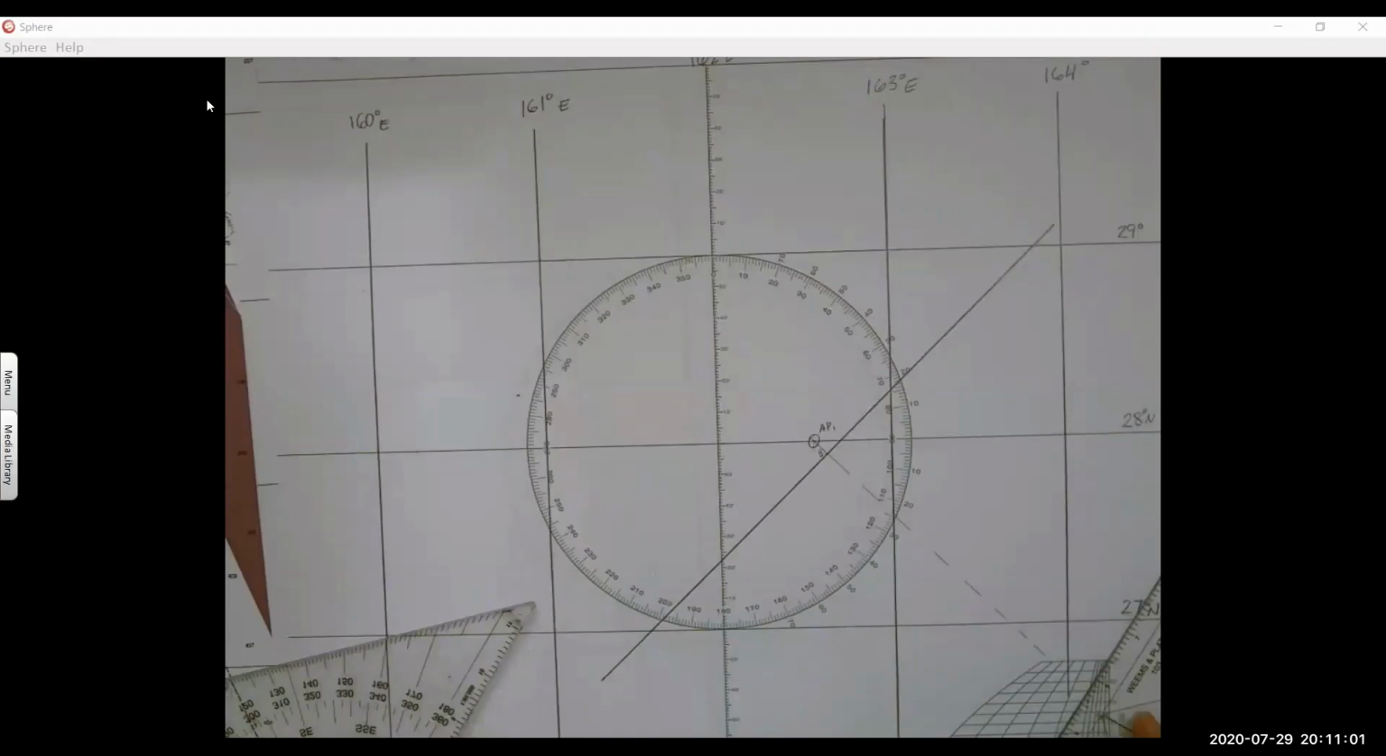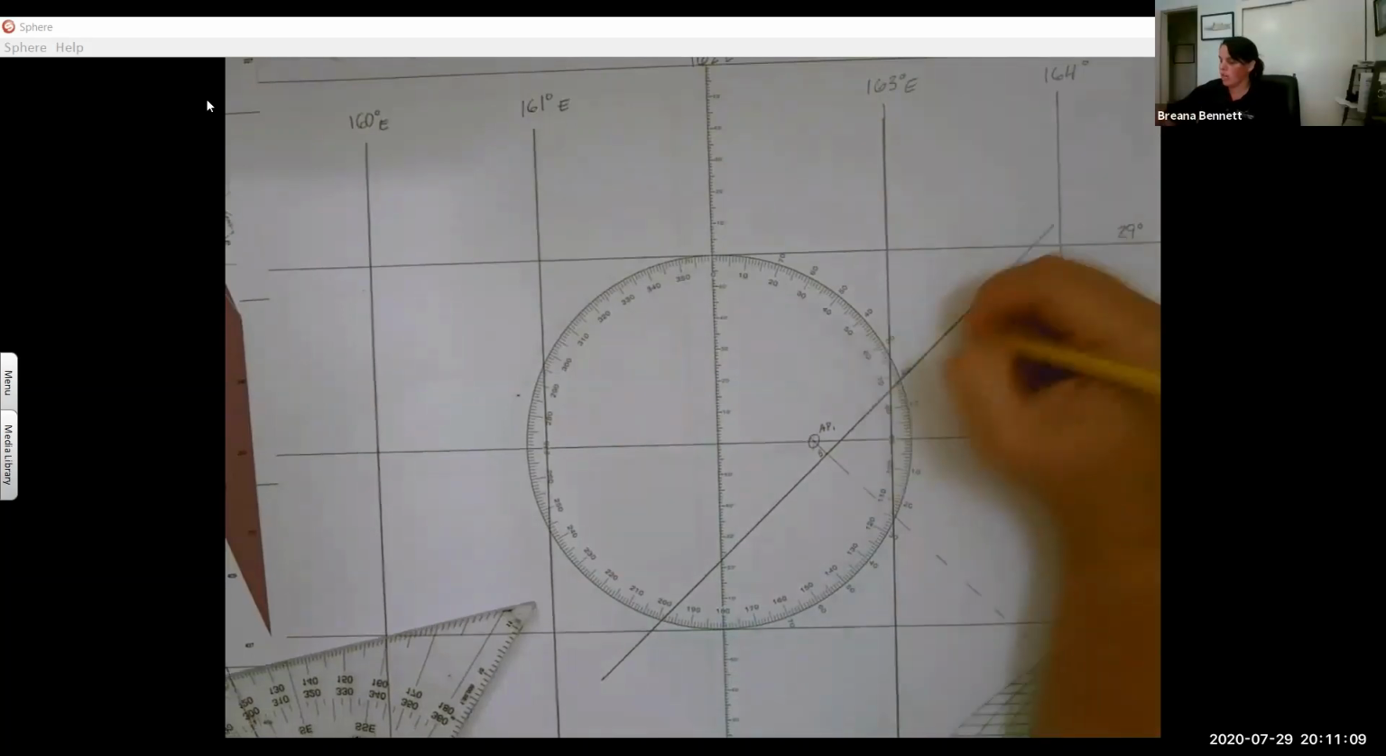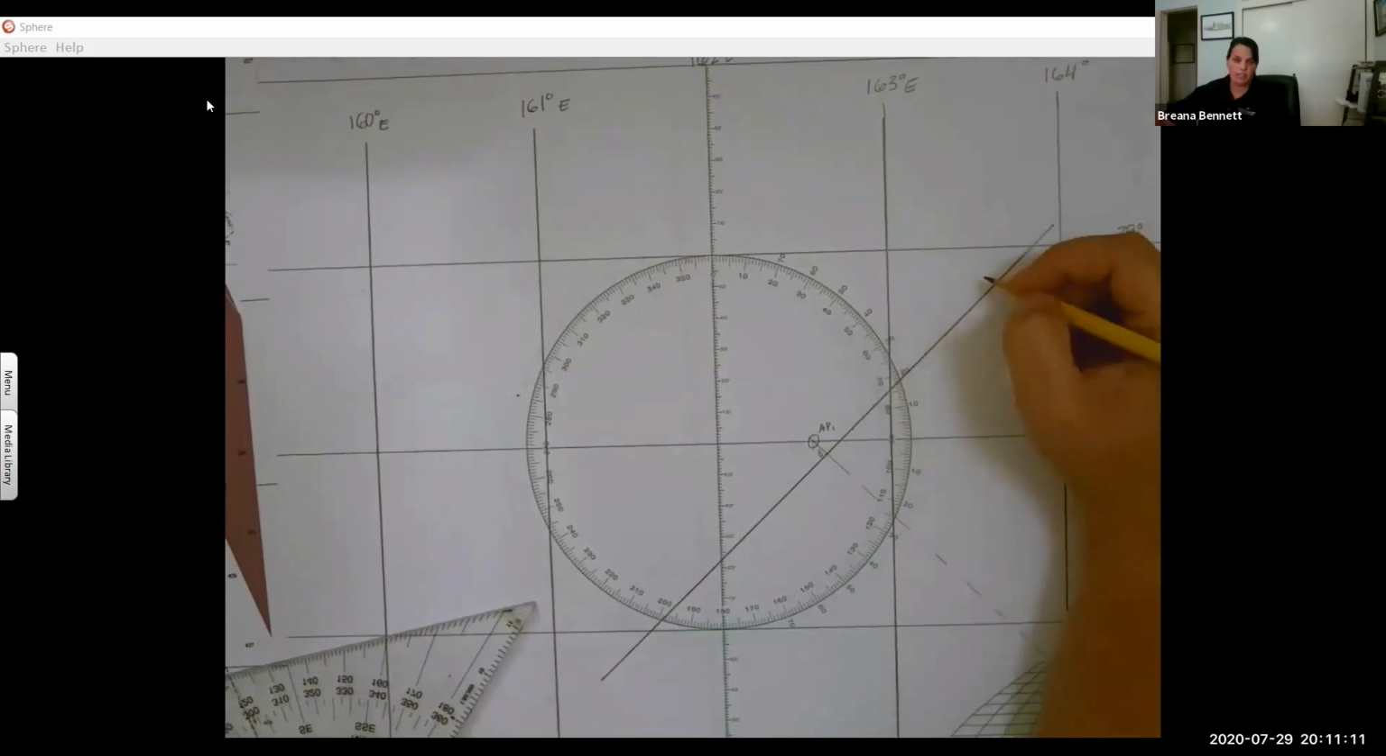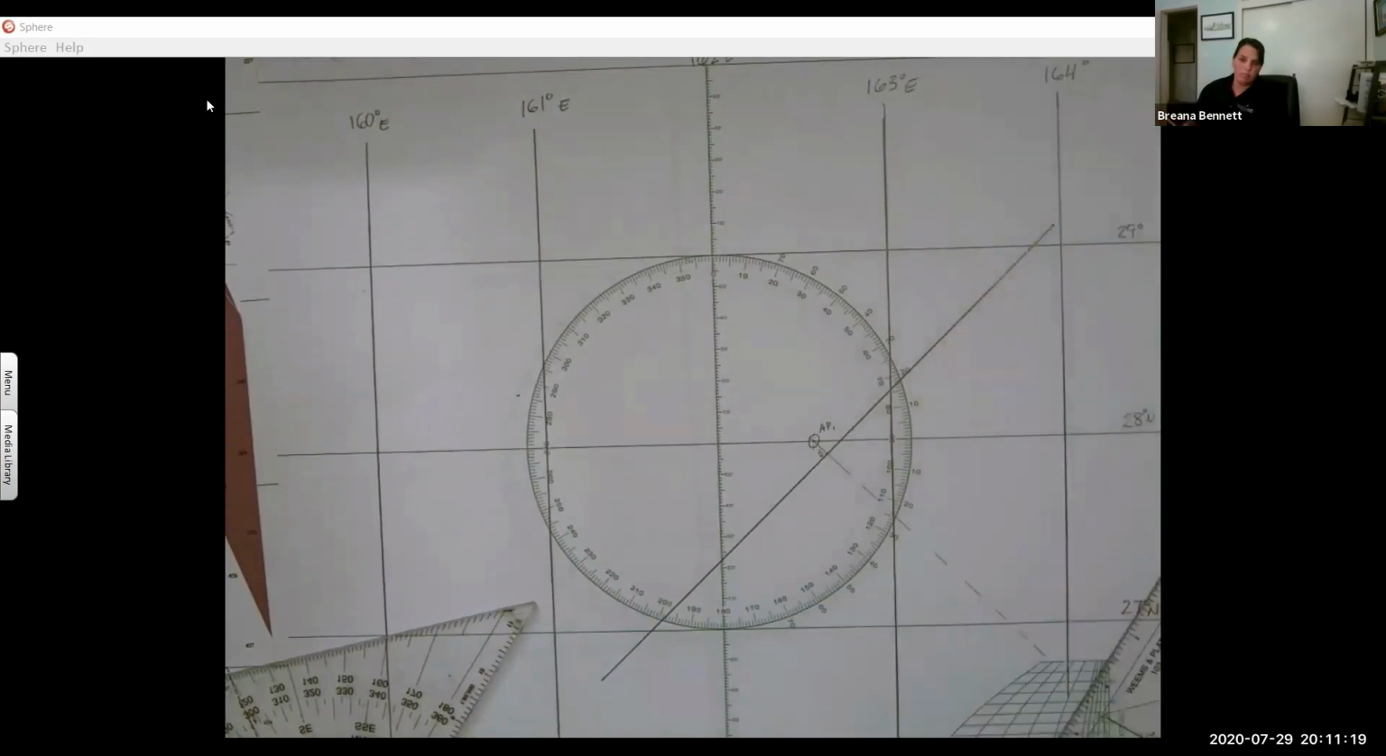Now, from a process standpoint, would you label that with the time of the sight? Yes, I label it with the star or the time of the sight. Got it. I don't have that in my problem for some reason, but yes, you always want to label your LOP.